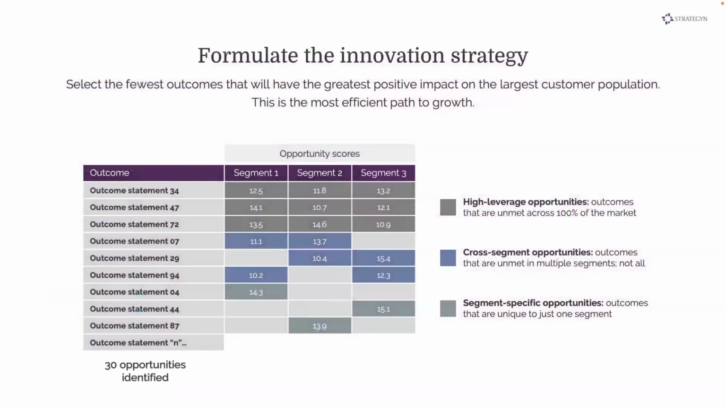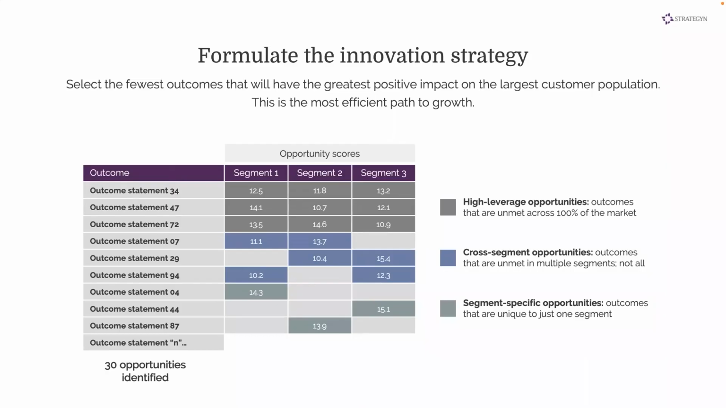And visually, it looks something like this. What we're saying is you want to know the fewest number of outcomes to focus on that's going to have the greatest positive impact on the largest customer population. So as you're looking across the gray areas, there are some outcomes that may be underserved in 100% of the market across all the segments you've discovered. We call those high leverage opportunities because if you address them, they're going to impact 100% of the market. So again, they're unmet needs that impact 100% of the market.